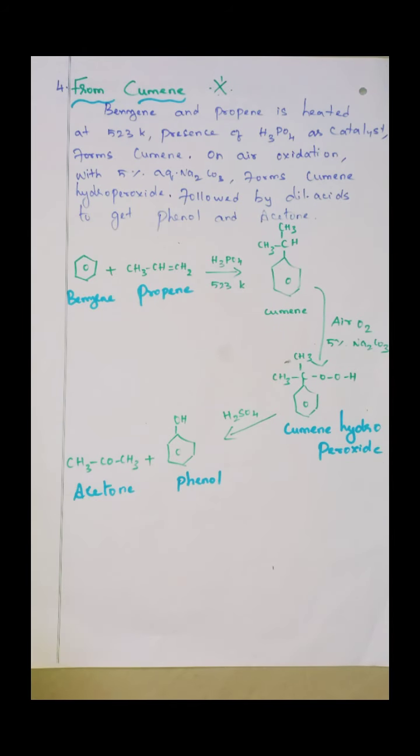There are 4 processes. One is from the Dow process, the second one from benzene sulfonic acid, the third preparation is from aniline, that is called the diazotization reaction, and the fourth one is the preparation of phenol from cumene. Next we are going to see about the properties of phenol.